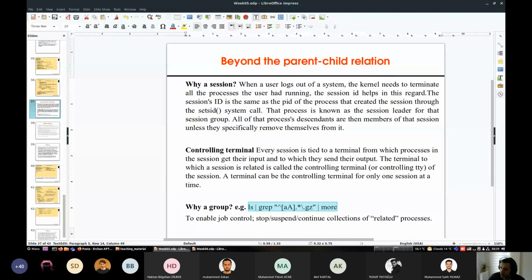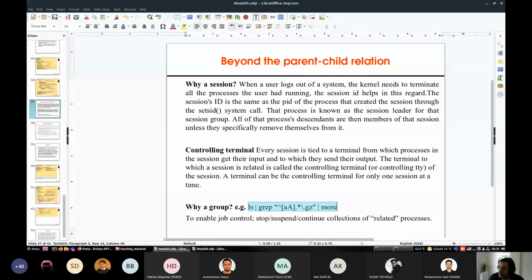all of the commands in this compound command. And that is why we have process groups. So you need to also have some kind of an identifier to determine which processes go together. So if they receive a signal, they will receive it, all of them together.